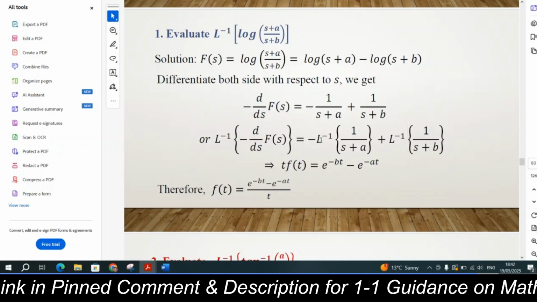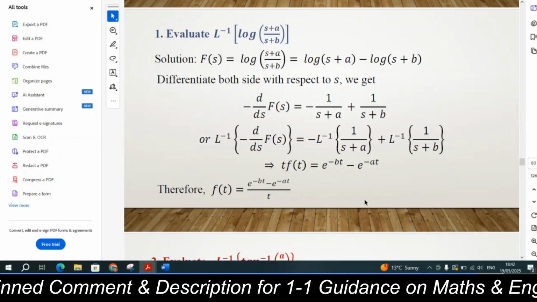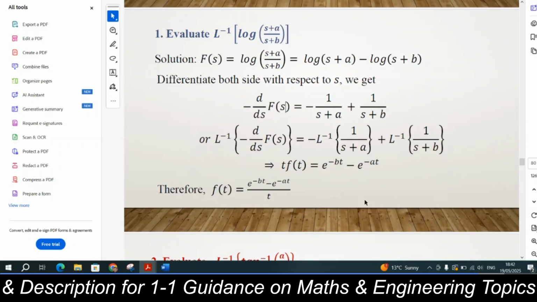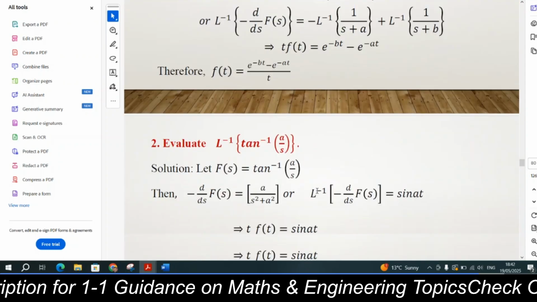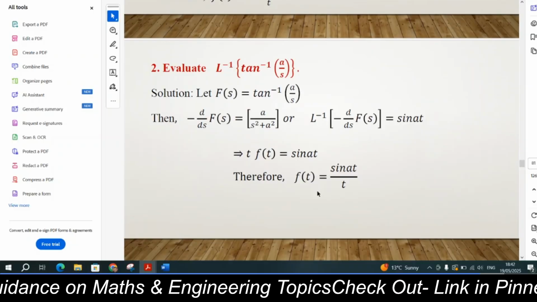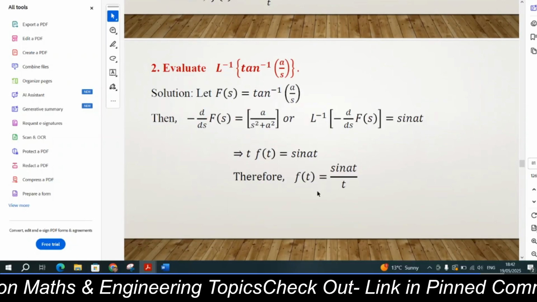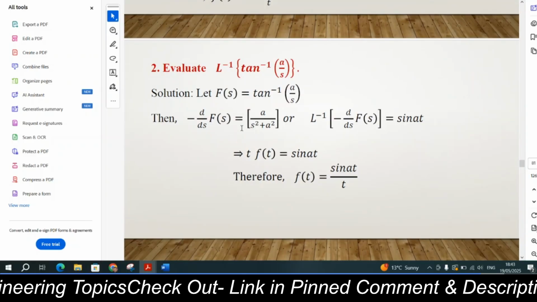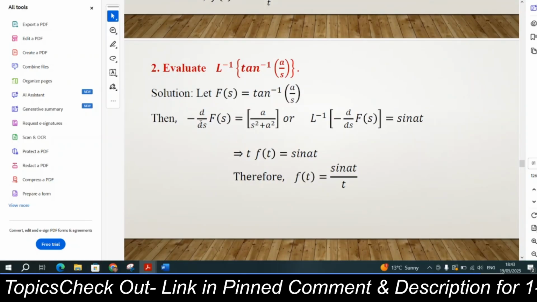Therefore, since we want to find f of t, we divide both sides by t, and that is how you get to your answer. So the use is basically, if you are not able to apply the inverse Laplace directly, you can differentiate it and then apply the inverse Laplace to get to your answer. Does that make sense? Yes, sir.